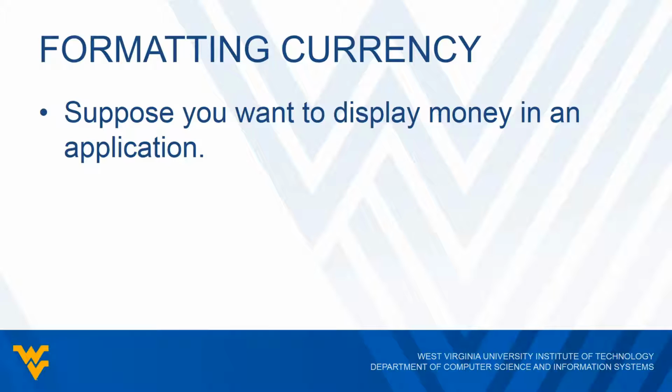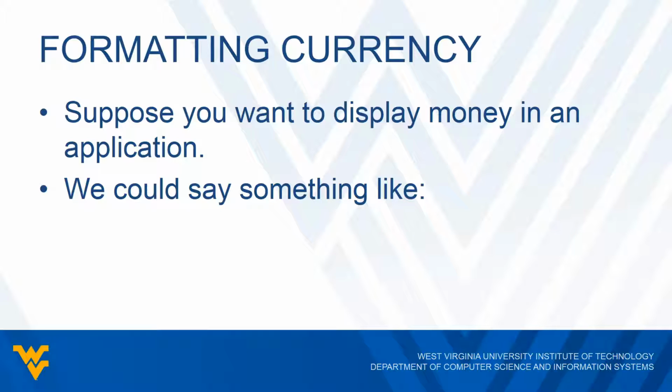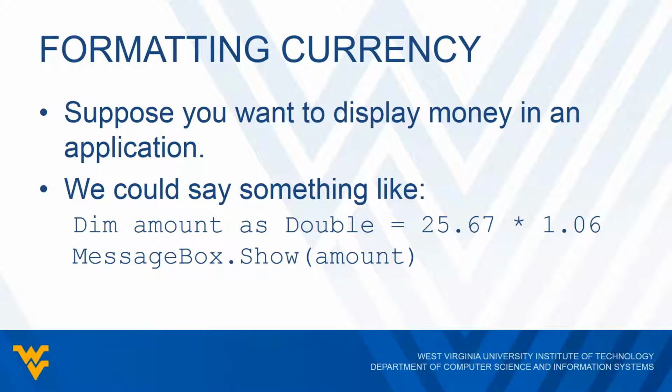Well, we can do this, I think. We can do something like the following. We can create a variable called amount. It'll be a double. Let's say it's 25.67, and then we'll include a 6% tax, so we'll multiply it by 1.06. And then we can just display a message box that shows the amount. That works, right? Well, technically, yes, but also technically no.